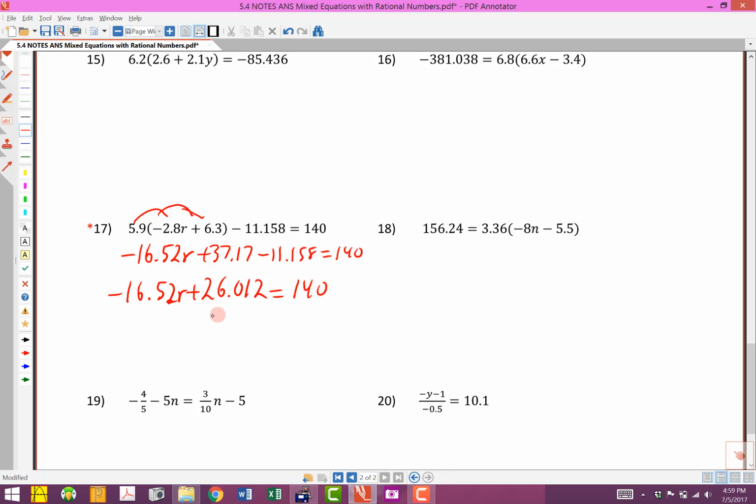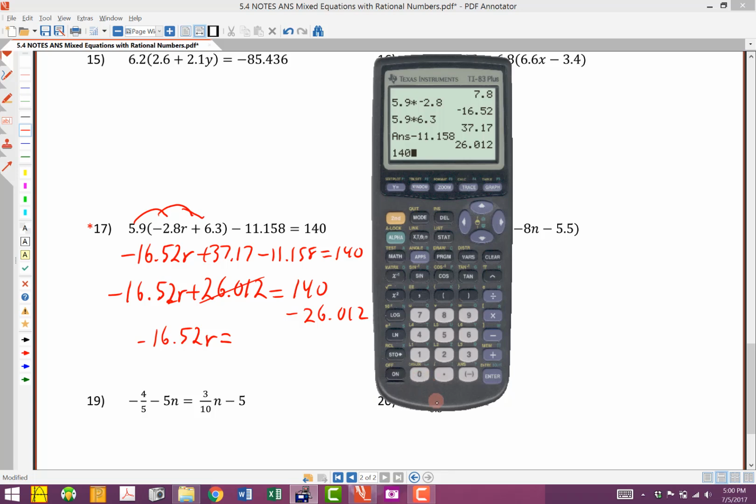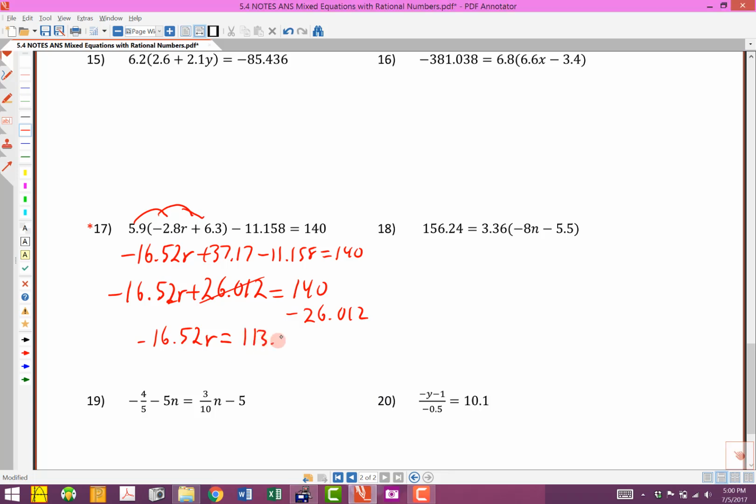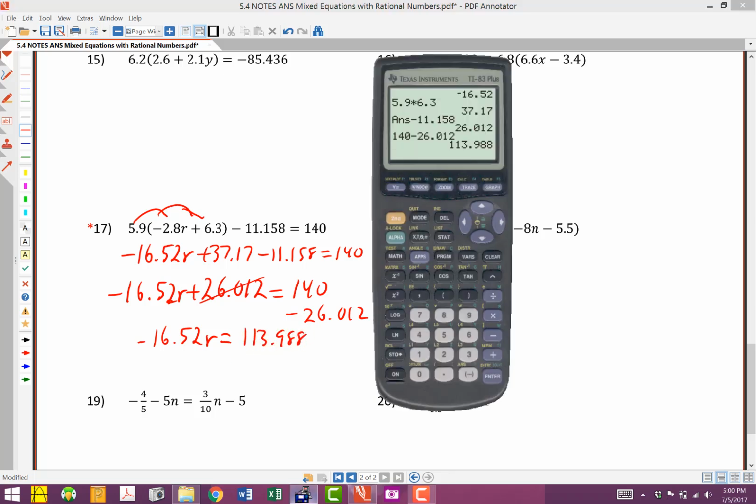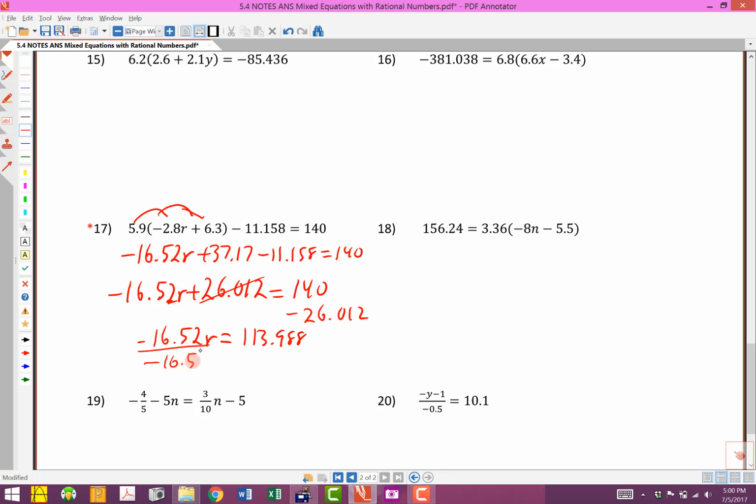We're going to move this to the other side by subtracting, so we're going to subtract 26.012. So we've got negative 16.52r, and then over on the other side, let's see, 140 minus 26.012. 26.012, so we're in good shape there. Okay, so 113.988. And I always like to bring up the calculator and just make sure that I've got everything written down the right way. And then of course we're going to divide by negative 16.52.